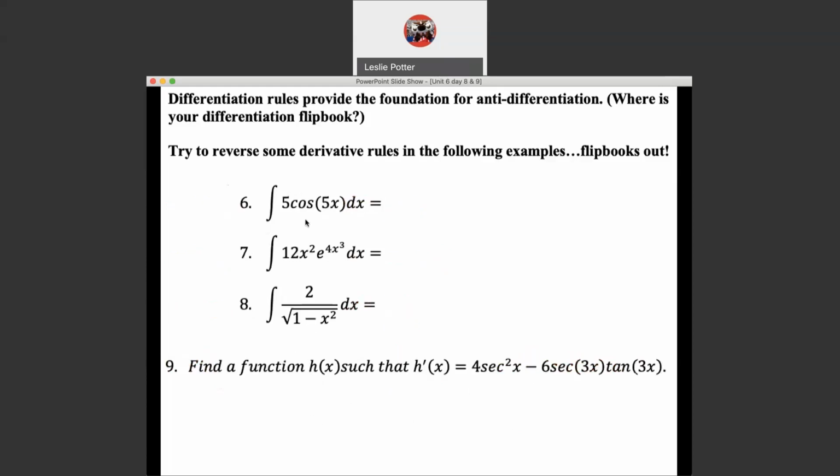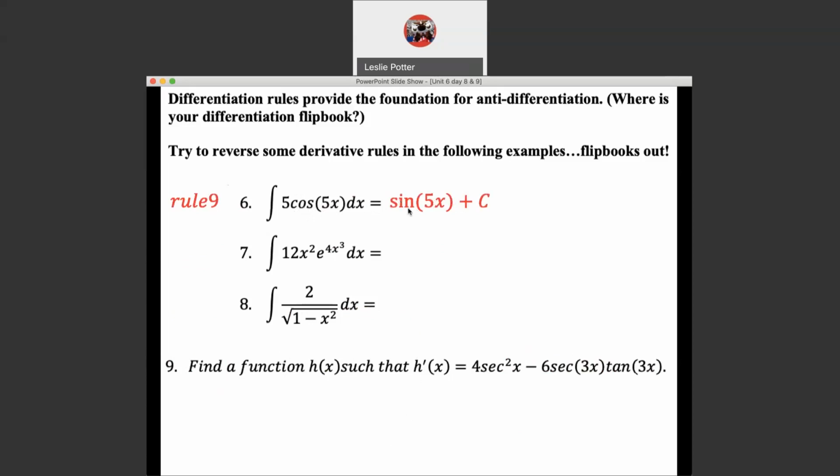Okay, so making things just a little more complicated, this is a rule 9, but this is with a chain rule. So we know that we need to start with a sine to get a cosine. So the antiderivative must be sine of 5x.